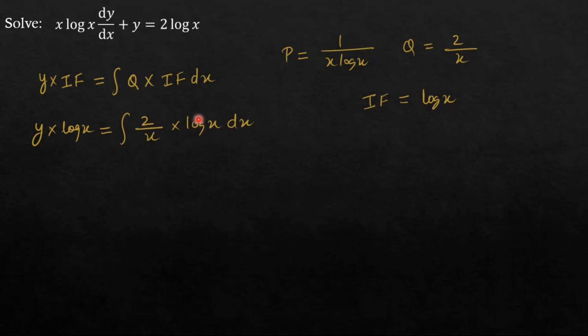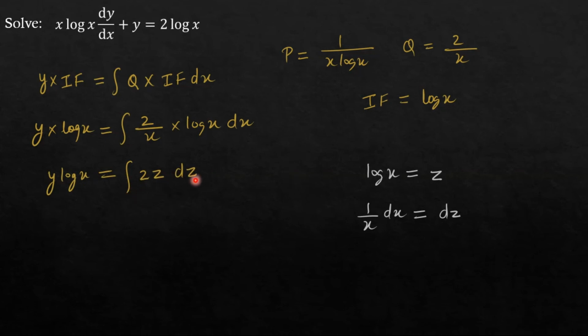We cannot directly integrate this expression because we don't have any direct formula for this integration. So I will go for the substitution. I will assume log x is equal to z. Z is the new variable. Differentiate both sides. You will get 1 by x dx is equal to dz. Now you can see here is also one term, 1 upon x into dx, so I will replace it by dz. So I will get the integration of 2z into dz. How? In place of log x, I have replaced it with z, and 1 upon x dx is equal to dz.